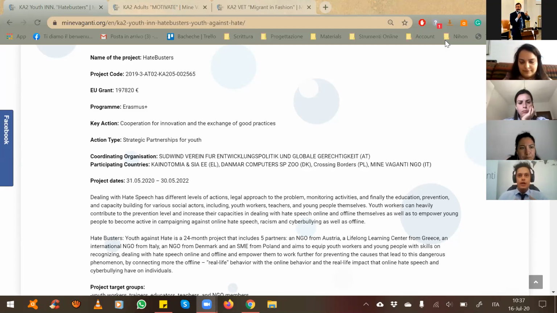So you have horizontal priorities that cover all the sectors. Every project in every sector must fit in one of those priorities. Plus, you need to address at least one sectoral priority according to the main target group that you have. So if you are doing a project in the field of youth, you use the sectoral priority for youth, for adult, for VET, and so on.